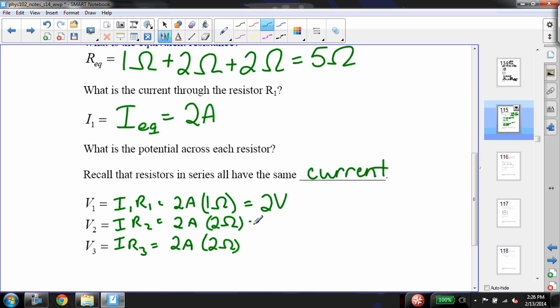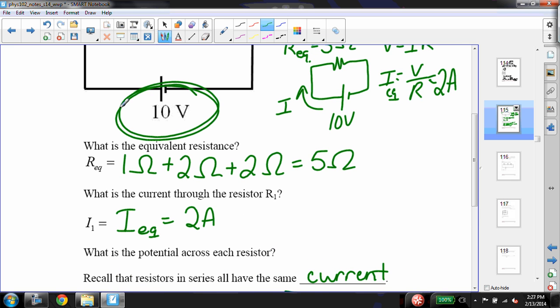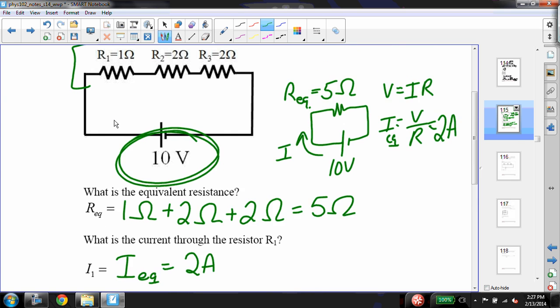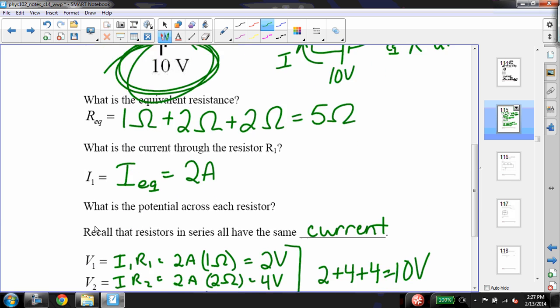So I have 2 volts, 4 volts, 4 volts. Notice here that these three, 2 plus 4 plus 4 equals 10 volts, which is the same as this number. So the voltages, and this was one of our rules, the voltages V1, V2, and V3 of resistors in series all have to add up to equal the total voltage or potential difference of the power supply.